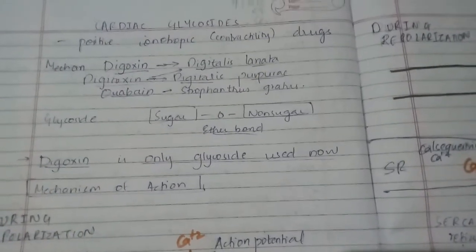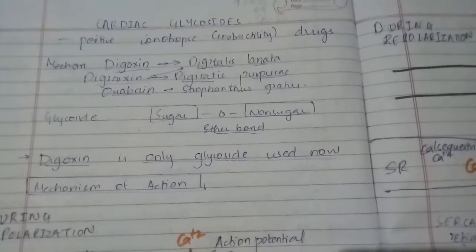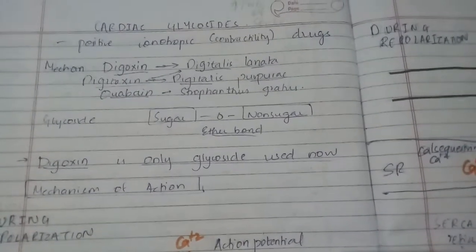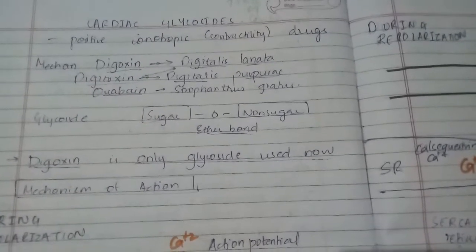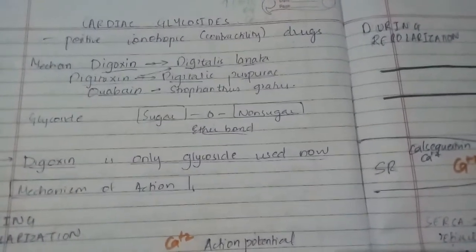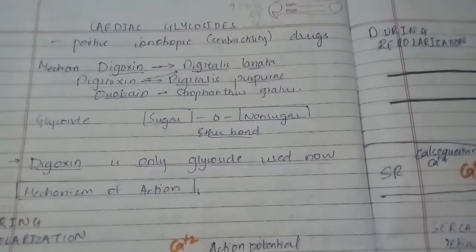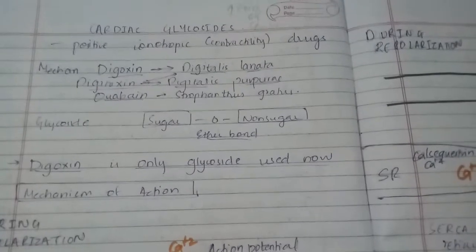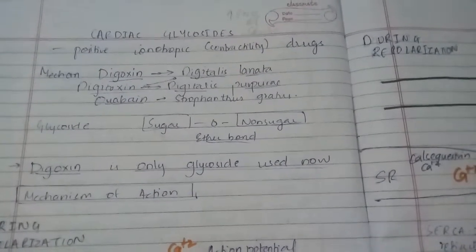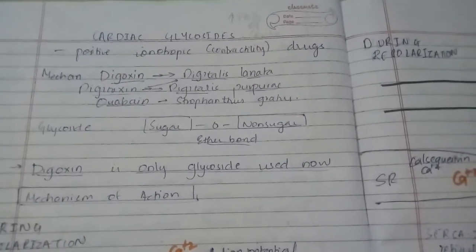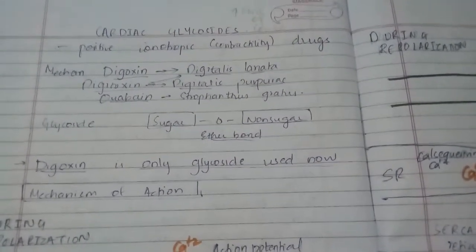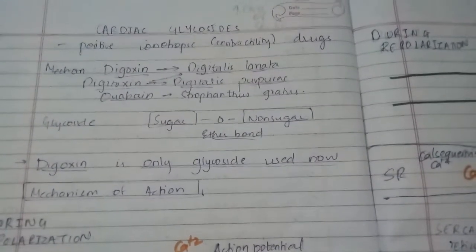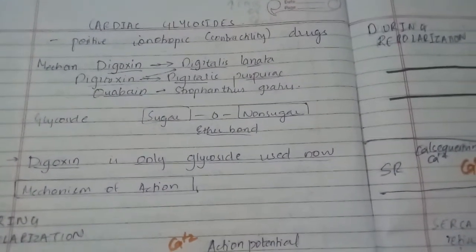Now, basically, what happens in heart failure? There are two types of heart failure, systolic and diastolic. In systolic heart failure, the heart is not able to pump the amount of blood required for the body, so the cardiac output or ejection fraction decreases below the requirement of our body. For treating heart failure, we use a spectrum of drugs, and cardiac glycoside is one of them.